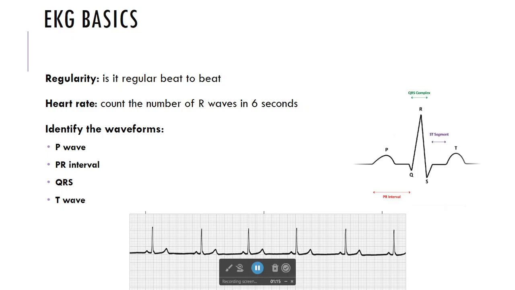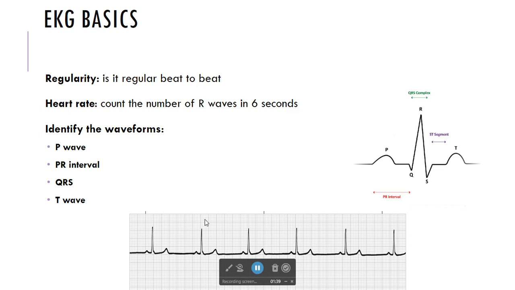The next thing we do is we need to count the heart rate. And we're going to count the heart rate by the quick and fast method, which is how many R waves we see in a 6-second strip. This is a hash mark. This is a little hash mark, and this is a hash mark. This is 3 seconds. This is 3 seconds. So combined, this is a 6-second strip, and we only count the R waves that are between these hash marks.